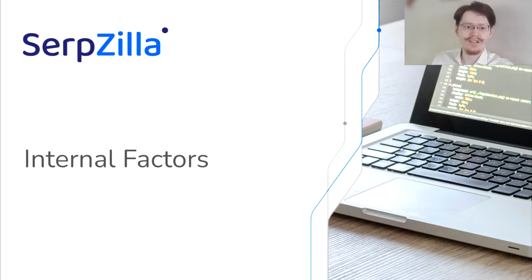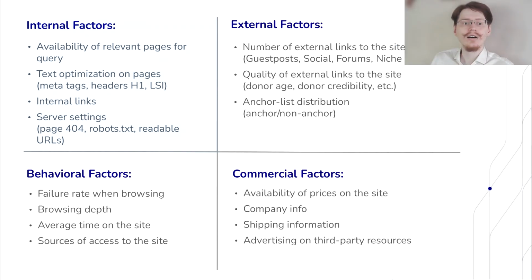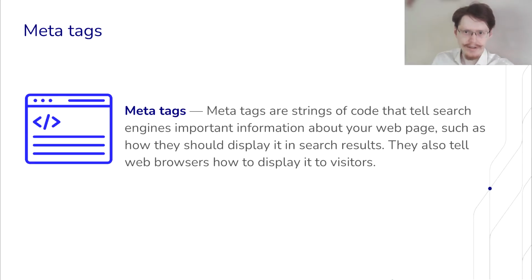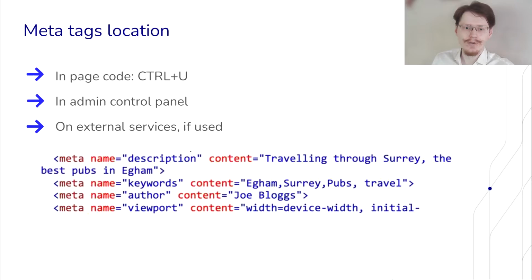Let's start with internal factors. First, and one of the most important factors, is meta tag. Meta tag is basically a string of code, pretty small in my opinion, that can tell the search engine where to look, how to process this information, and it also tells the browser of the client how to display this information. To see those meta tags, you can use Ctrl+U. You can see it in the admin control panel of your website, or use some external services if you are into it.